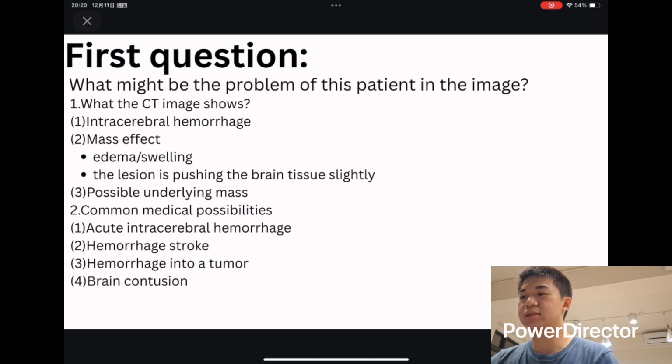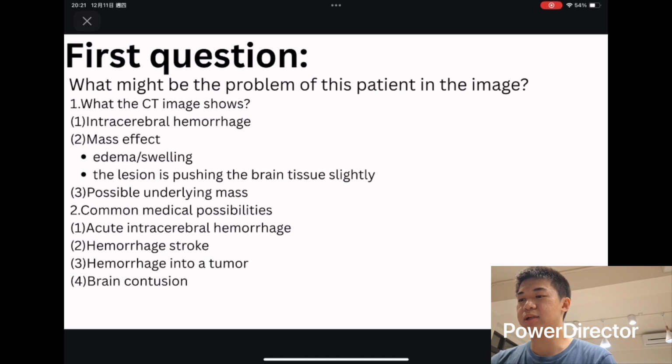The first one is what the CT image shows. We can see on the left side of the brain there is an irregular hyperdense lesion, which means it looks brighter than the surrounding brain tissue, so the patient may have intracerebral hemorrhage. Besides, we can also see some surrounding darker areas, where there is possibly edema or swelling. They also suggest that the lesion is pushing the brain tissue slightly. Lastly, this patient may also have a possible underlying mass.